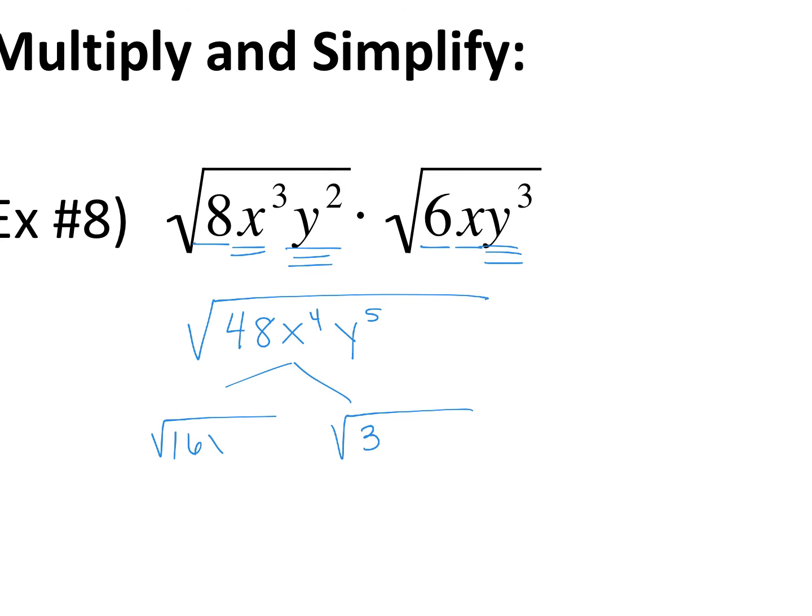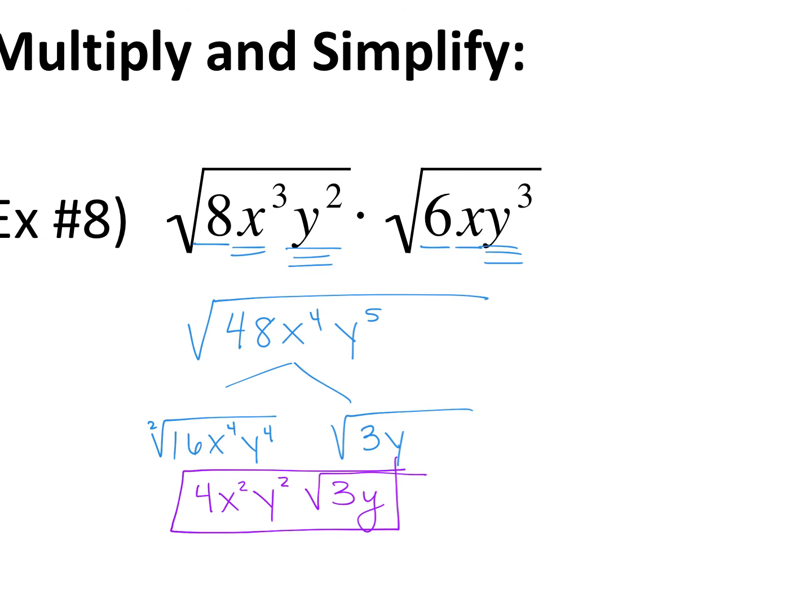X to what power goes under the perfect side? To the fourth. Remember, our index is a 2, so we need to be able to divide it by 2. Y to the fourth also, which means we're left with one more y on the right side since we started as y to the fifth. And now you can take the square root. So square root of 16, that's 4. Square root of x to the fourth is x squared. Square root of y to the fourth is y squared. And then we have the square root of 3y. And that whole thing is your answer. Okay.